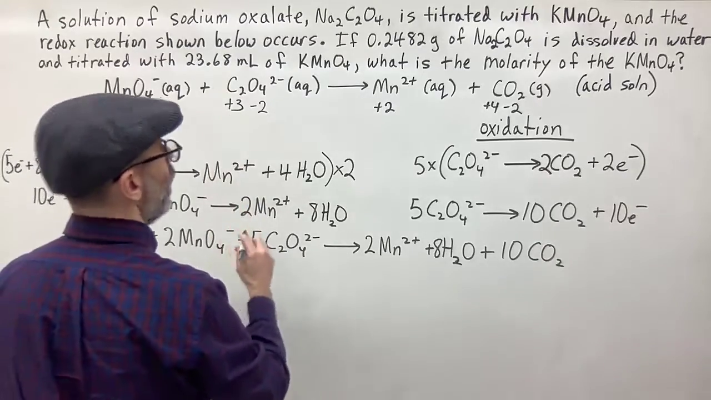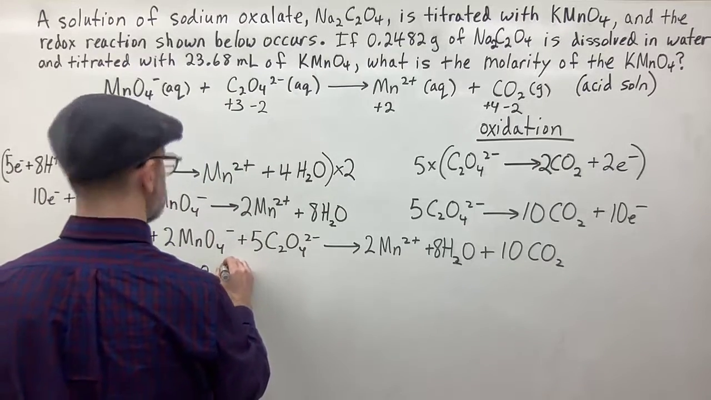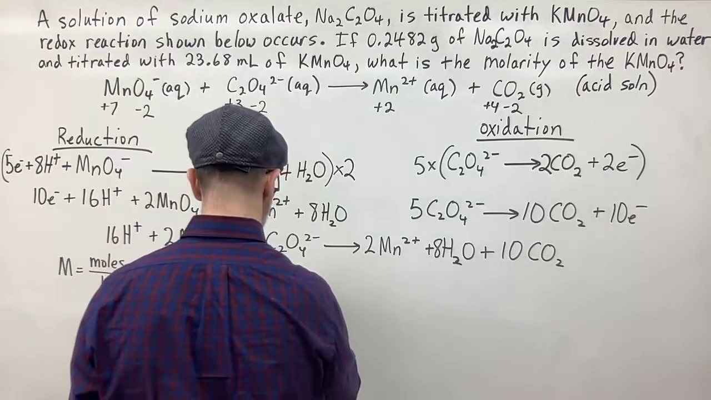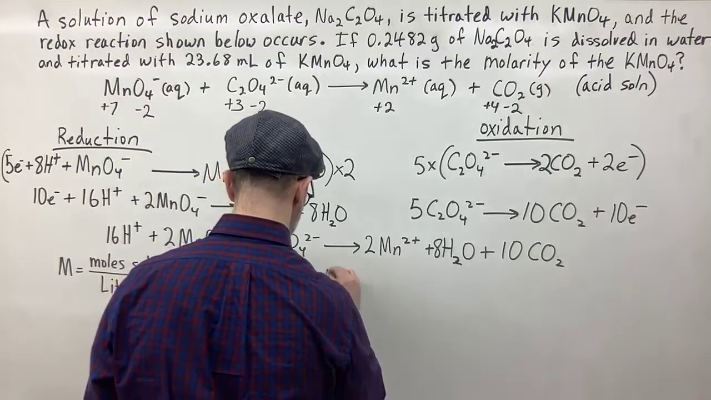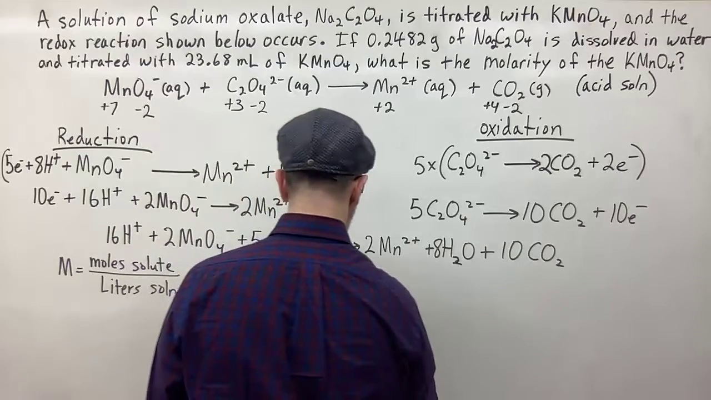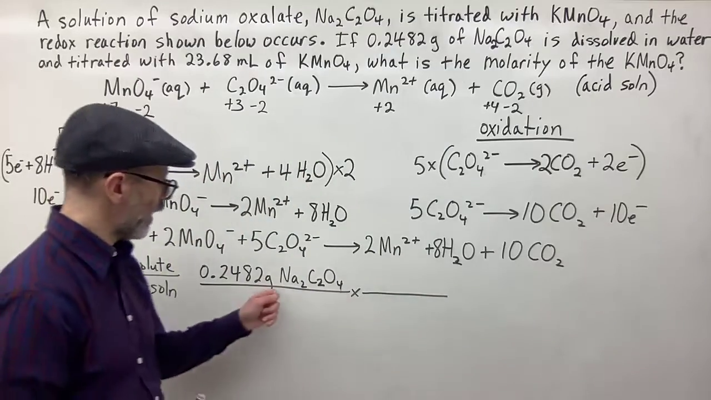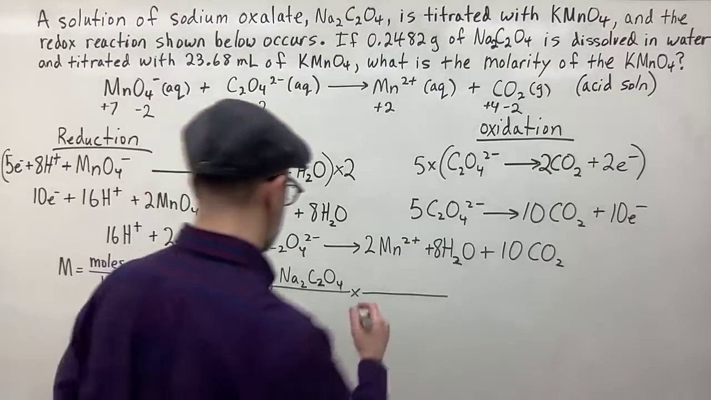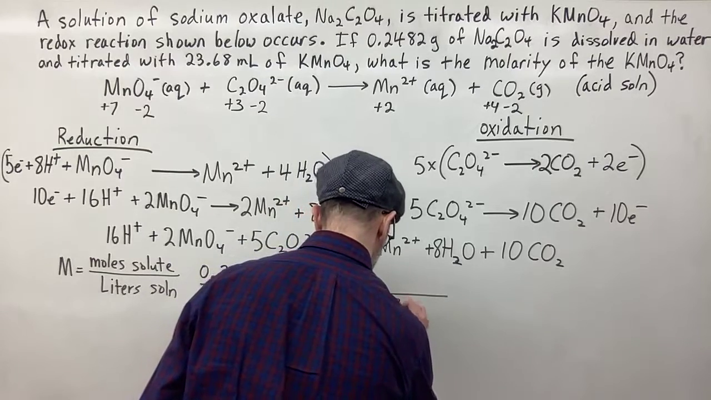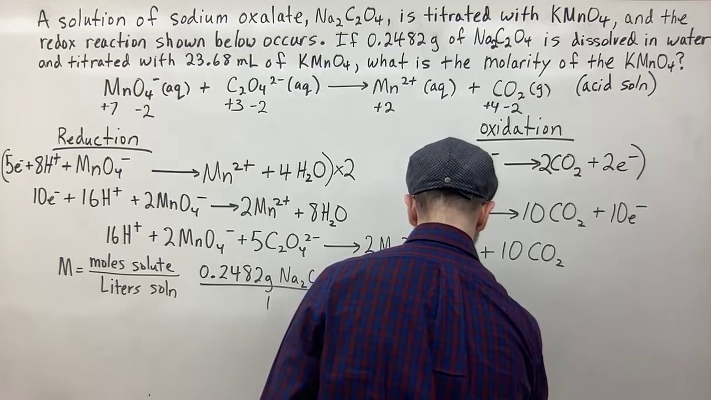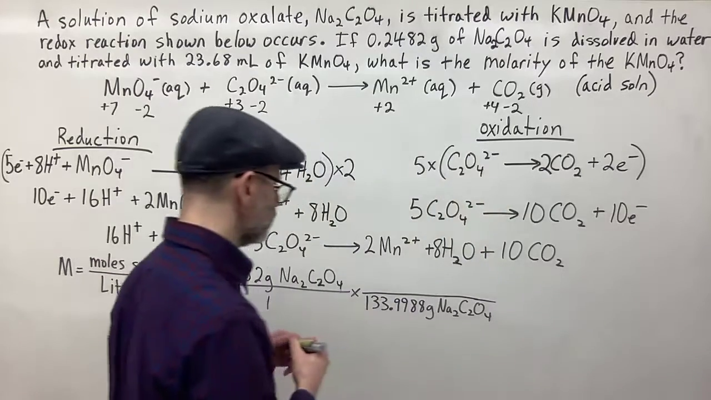So I'm going to start with 0.2482 grams of the sodium oxalate over 1. And now I'm going to use the molar mass. So I've got to use molar mass to convert grams to moles. And the molar mass is 133.9988 grams of sodium oxalate. Okay?